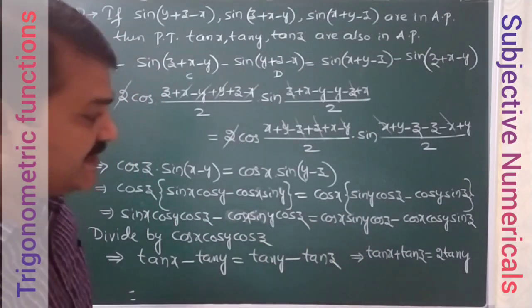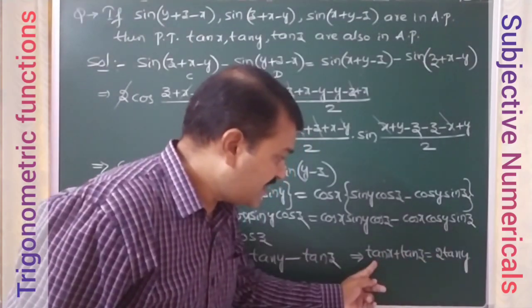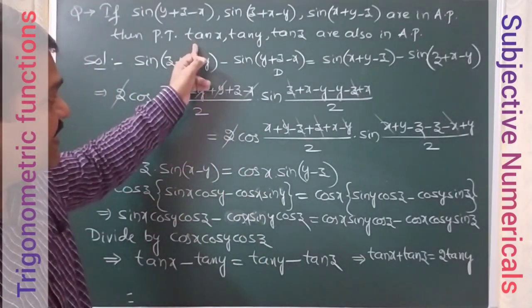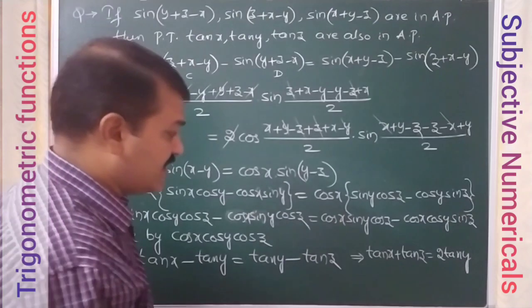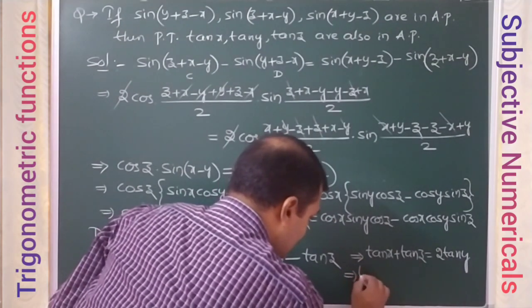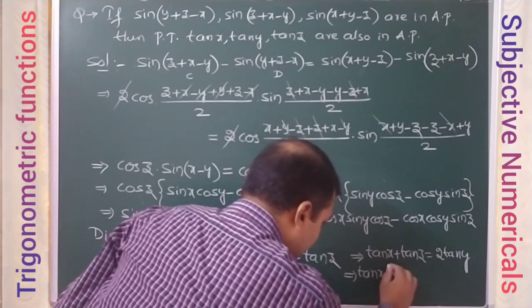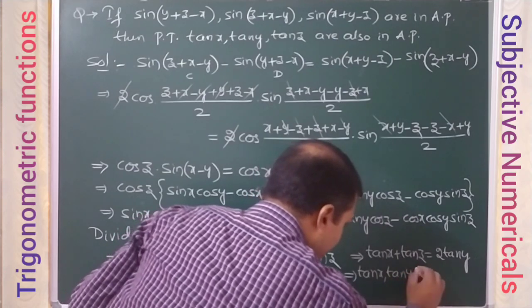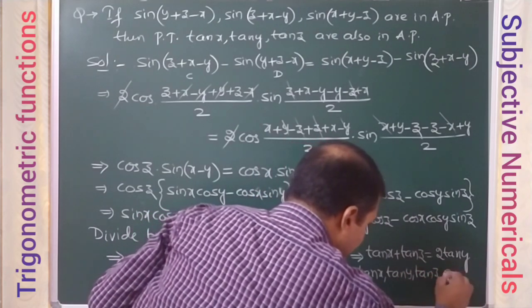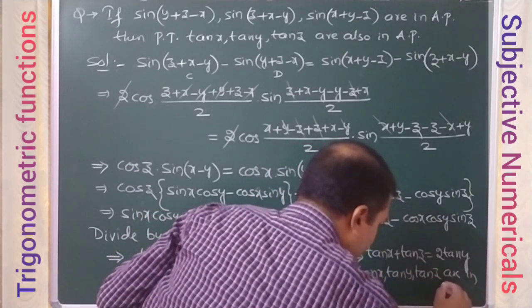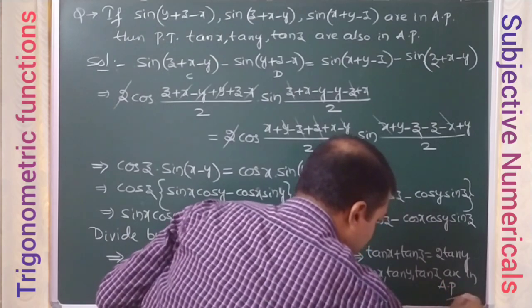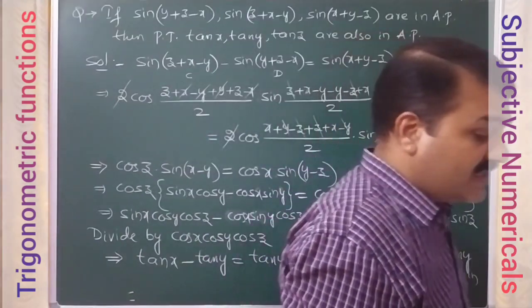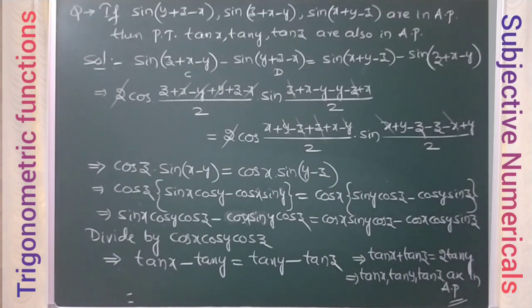So proof is completed. Since we got this condition, we can write that tan x, tan y, tan z are in AP. So this is the final conclusion: tan x, tan y, tan z are in AP. So this completes the required proof. Okay, so we will move to the next problem now.